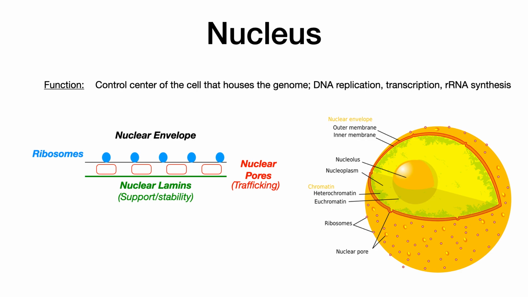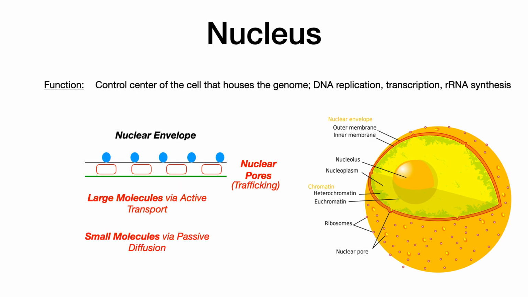We also have nuclear pores, which I've shown in my image in red. Nuclear pores are small areas of trafficking, which allows the nucleus to communicate with the rest of the cell. And then on the interior surface, we have that inner membrane for support and stability, and those are the nuclear lamins. Those are very, very important for stability and for support. Now, as far as the nuclear pores go, it allows both large and small molecules into the nucleus. Large molecules via active transport and small molecules via passive diffusion.